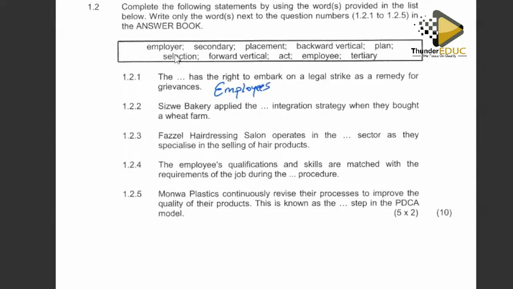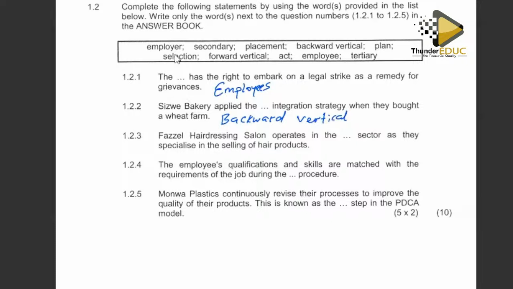Okay, right. So now 1.2.2 reads as follows. Ziswe Bakery applied the dash integration strategy when they bought a wheat farm. So now this is going to be a backward vertical integration strategy.